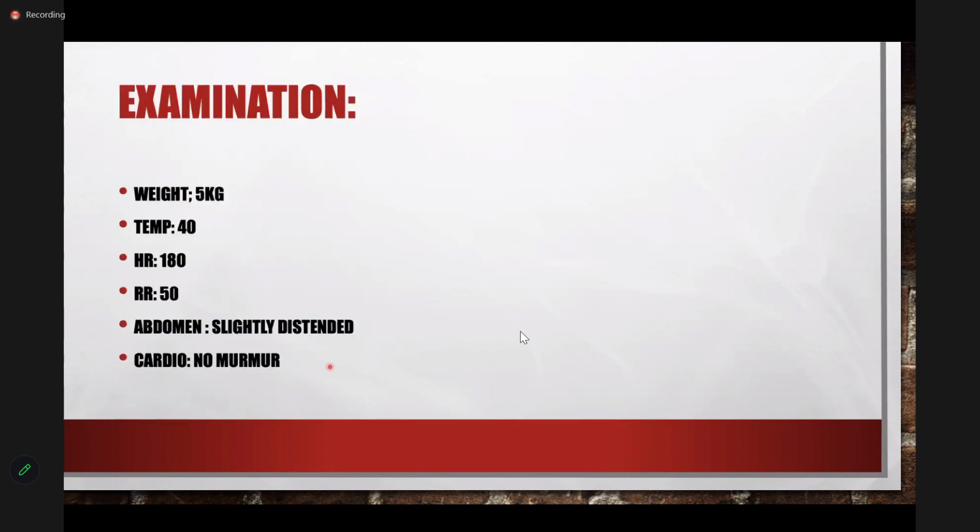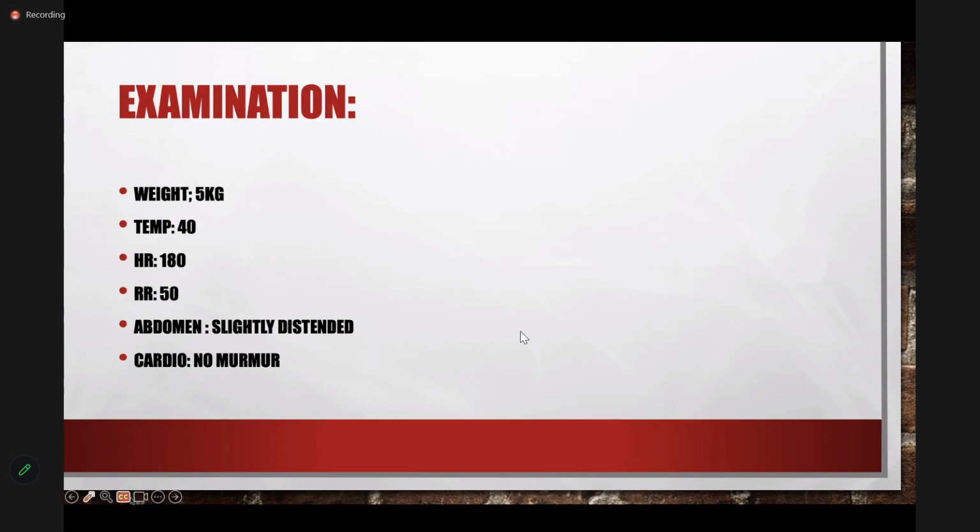Let's go to your examination first. So you examine the cat. The weight is 5 kilos, temperature is 40, heart rate is 180, respiratory rate is 50. The abdomen is slightly distended. There's no heart murmur. Can you think of a differential?